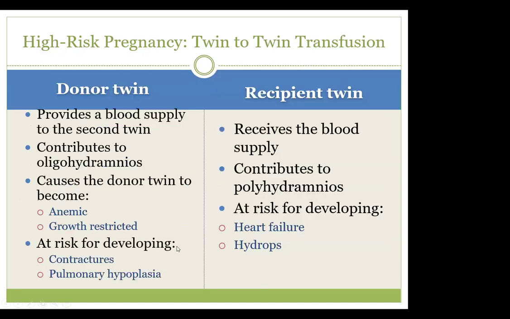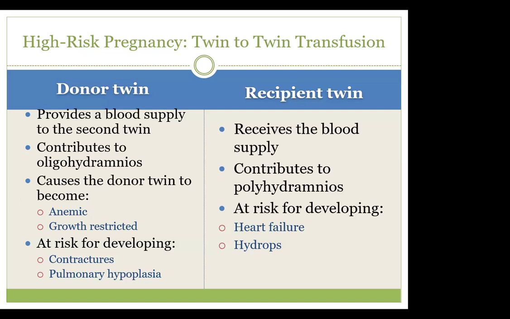We're going to talk a little bit about twin-to-twin transfusion because you may see patients, especially when you go to the neonatal intensive care, that have this. Okay, so twin-to-twin transfusion means there's a blood supply abnormality between the two twins. Okay, the donor twin is giving extra blood supply to the recipient twin. So the donor twin actually has less nutrients, they're anemic, they're growth restricted, they have risk for bone contractures, pulmonary hypoplasia, or underdeveloped and stiff lungs.